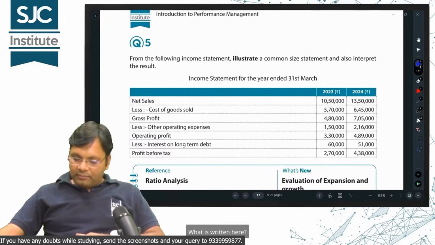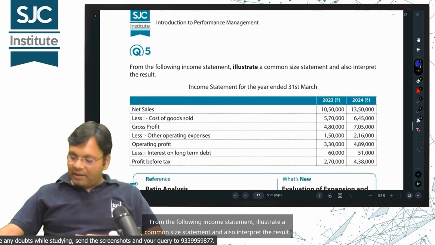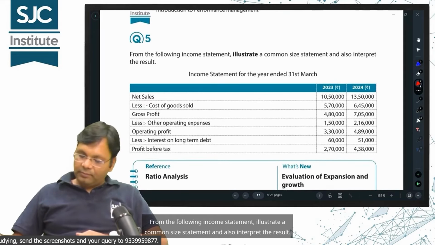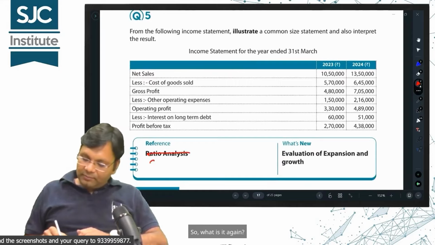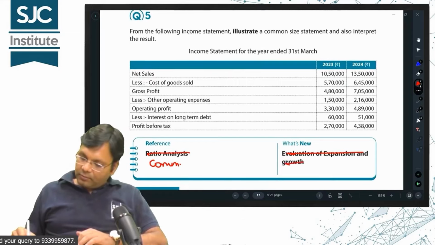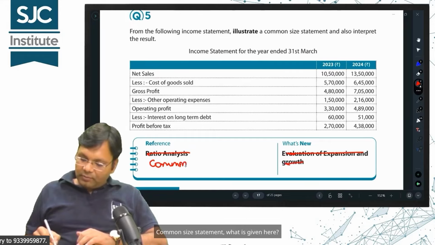What is written here? From the following income statement, illustrate a common size statement and also interpret the result. So, what is it again? It is a common size statement. Again, what is given here? Common size statement once again.